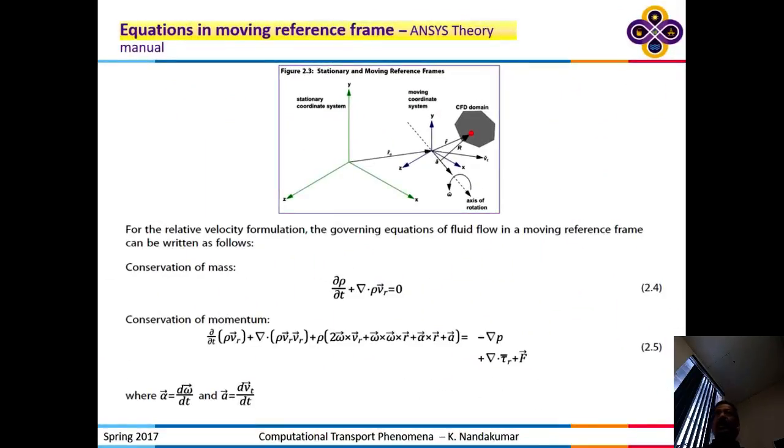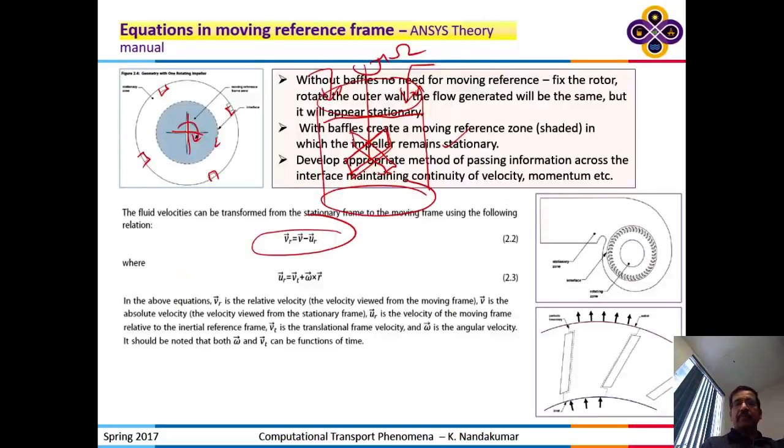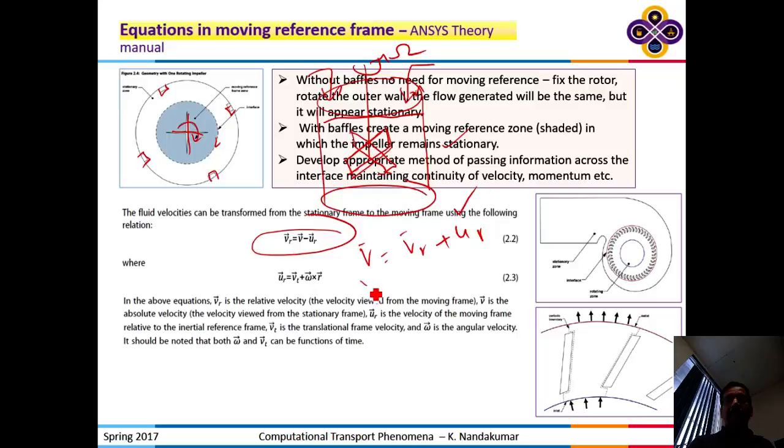Okay, and what does that rule simply mean? If you go to the previous one, wherever we have V, we write it as VR plus UR. Just take it to the other side. V is equal to VR plus UR. Okay, and UR is known. V is what appears in the original Navier-Stokes equation, and I want to get rid of it and get it in terms of VR. VR is the relative velocity in the moving reference frame.